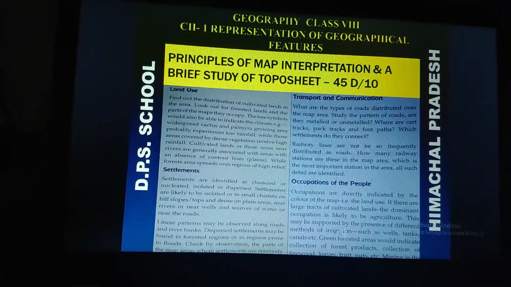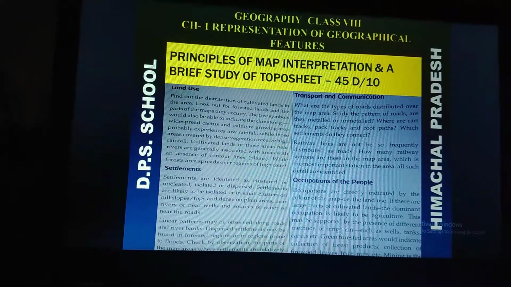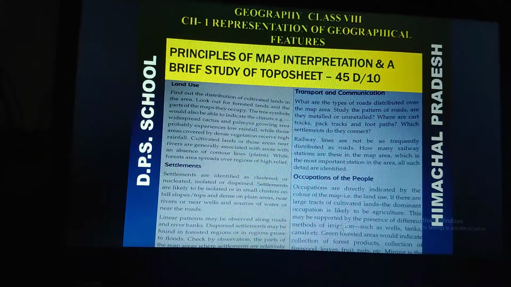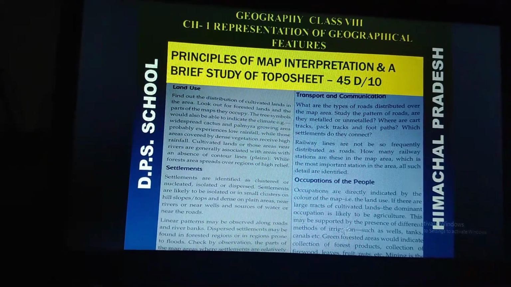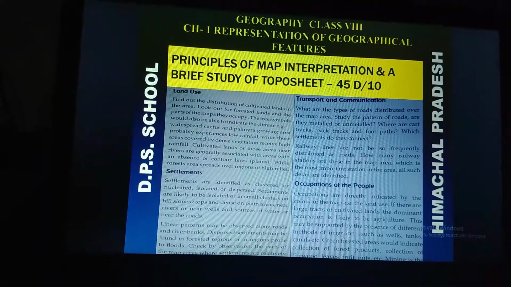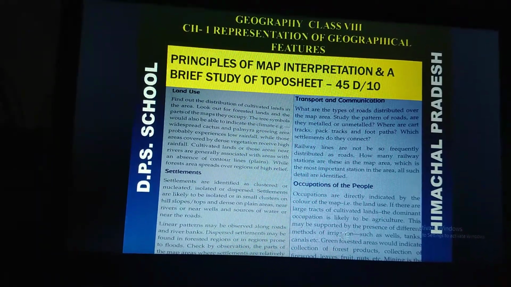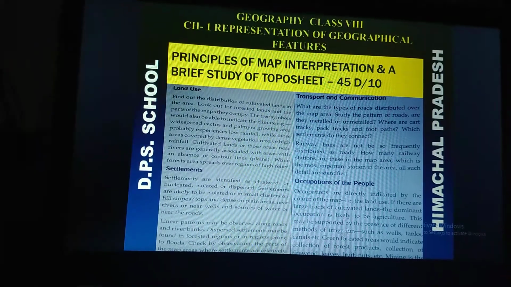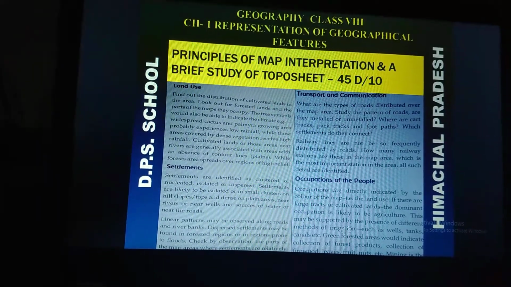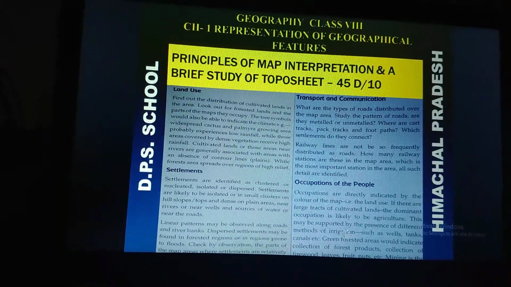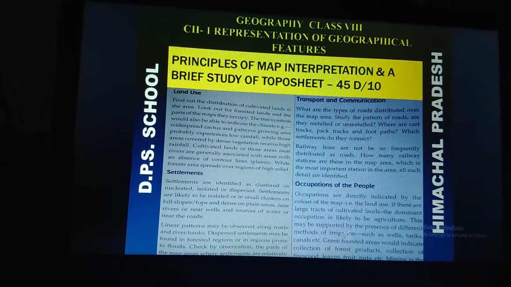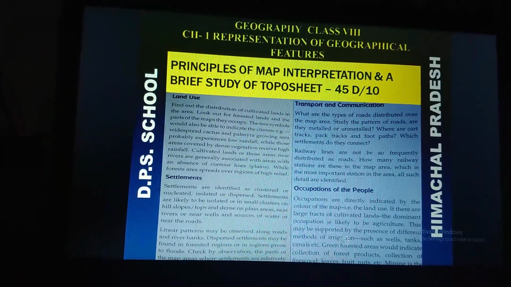Then we see transport and communication. This is one of the principles of map interpretation. Now, what are the types of roads distributed over the map area? Let us study the pattern of roads which are metalled or unmetalled. Where are the cart tracks? Where are the pack tracks and the footpaths? Which settlements do they connect?